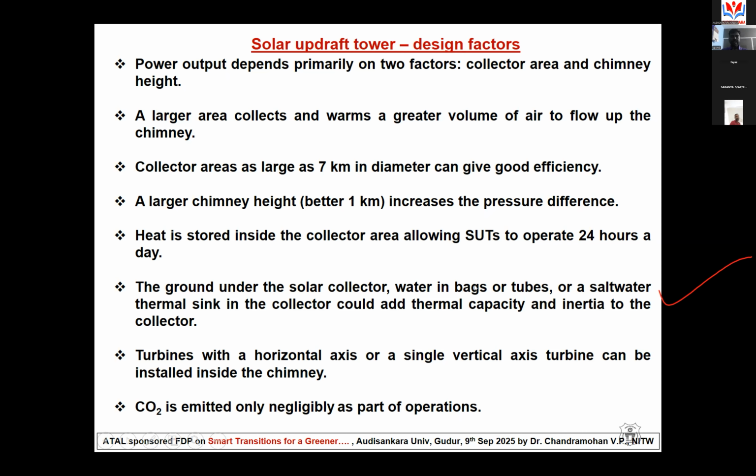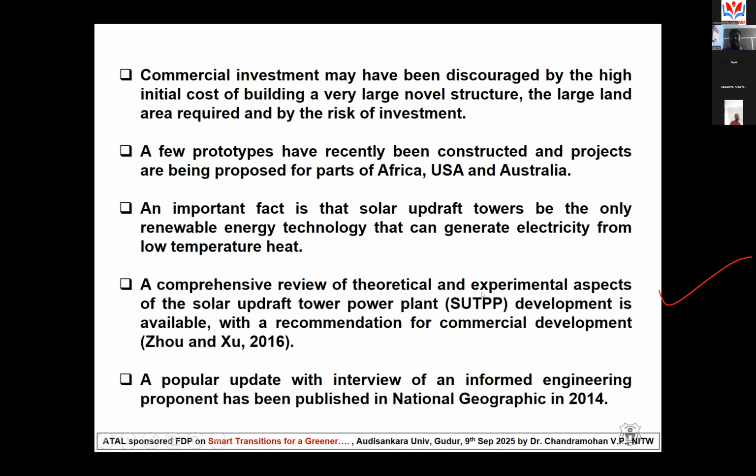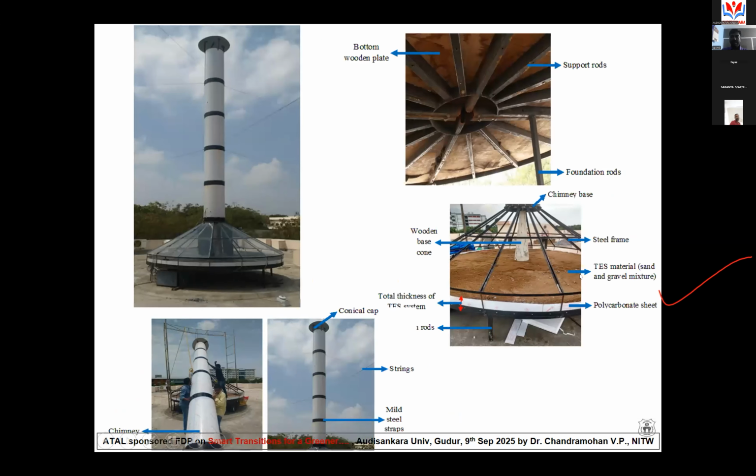The working principle is already explained, so here it is mentioned. The CO2 emission is almost zero. We are not burning any fuel. There is no combustion, so there is no carbon dioxide, no sulfur dioxide, no carbon monoxide. Almost zero emissions. Turbines with a horizontal axis or a single vertical axis turbine can be installed inside the chimney. And then the energy storage: I already explained here that we provide natural storage materials like sand and gravel.